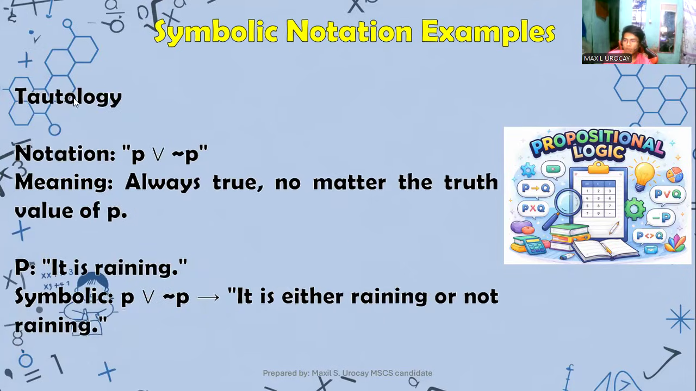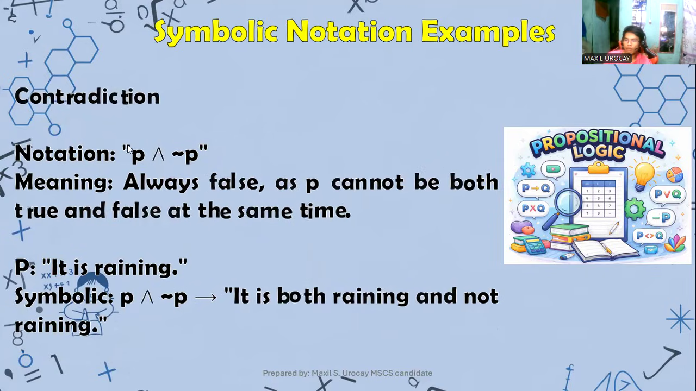Now, we also have tautology. We have this tautology, P or not P, meaning it is always true no matter the truth value of P. For example, "it is raining or not raining." That's what tautology is all about. Now, we also have the contradiction, which is the and. P and not P is always false, as they cannot be both true and false at the same time. So what will happen? "It is raining and it is not raining." Right? It's actually amazing.